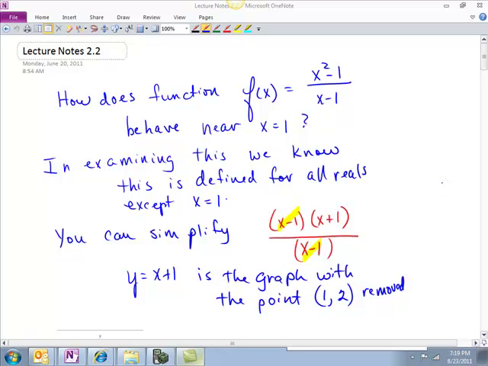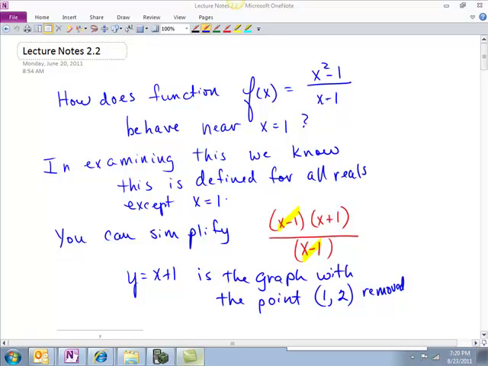Okay, so we're moving on to 2.2, and we're really going to talk more about the limit idea. So if you didn't get limits down in pre-cal, then we're going to review that some, okay? So let's talk about something. How does the function f of x equals (x squared minus 1) divided by (x minus 1) behave? What's happening with this guy near x equals 1?